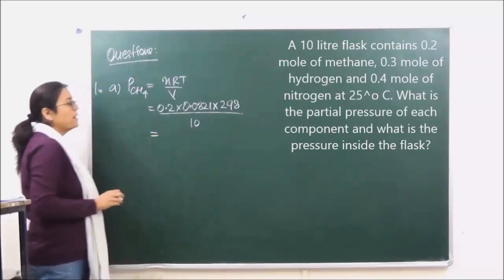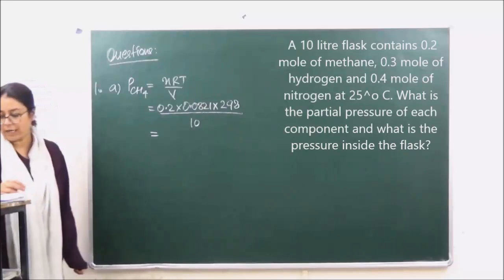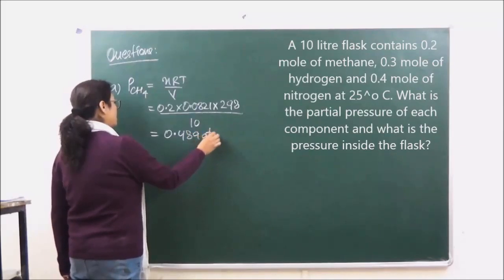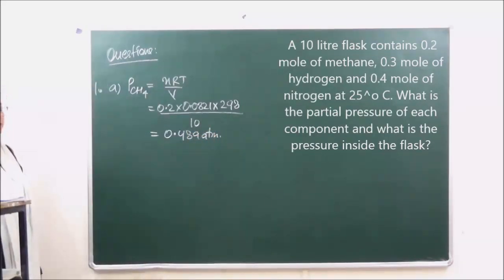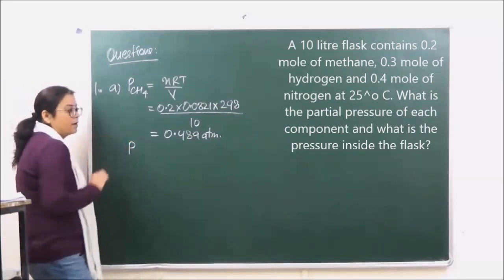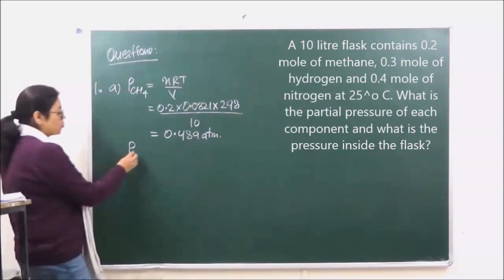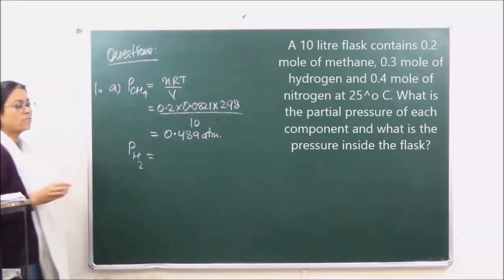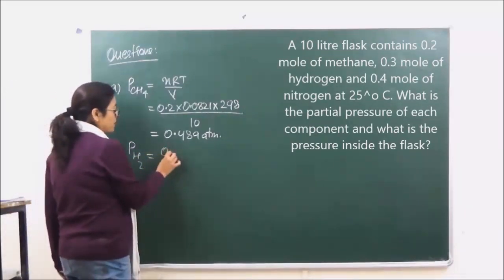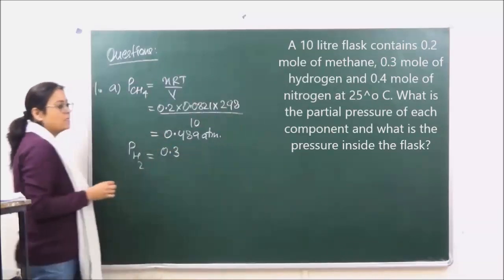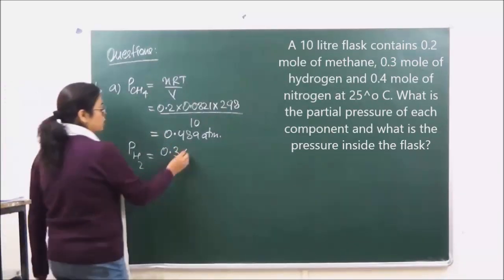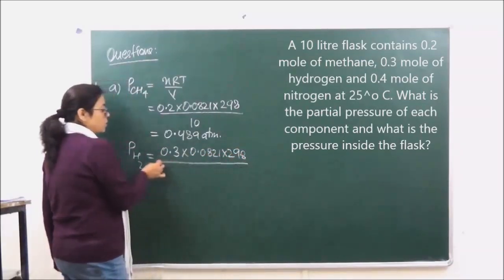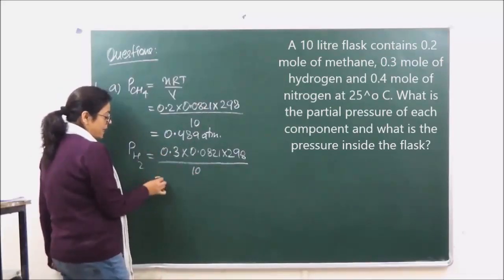ठीक है? So simply इस तरह से आपको you have to put in the values and calculate. By calculating we are getting this as 0.489 atmosphere. Then second, we will calculate the partial pressure of hydrogen. Rest of all the quantities are going to remain same, only the number of moles they are going to change over here. So pH2 given, the number of moles of hydrogen given to us is 0.3 moles into 0.0821 into 298 divided by 10. ठीक है?